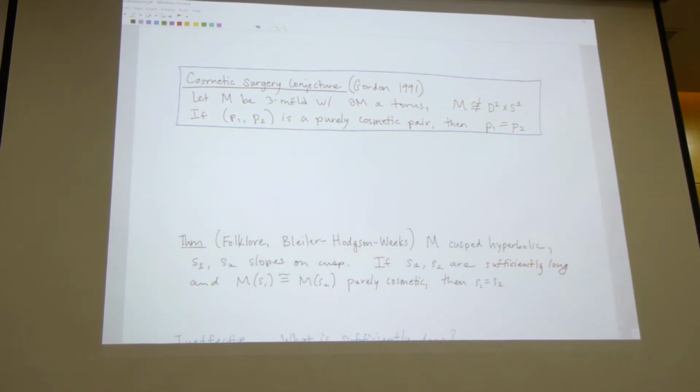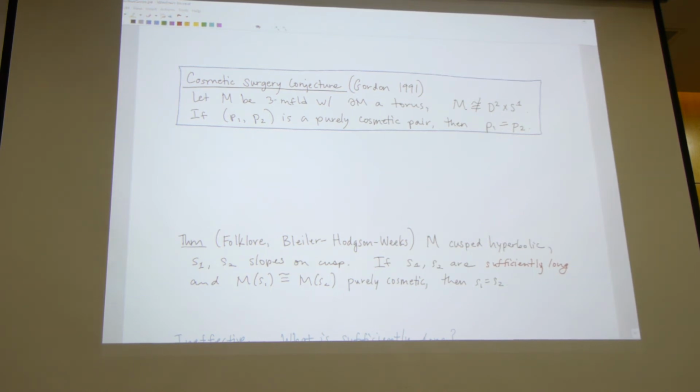Okay, there's an old theorem. We say it's a folklore theorem, but it's written down in a paper by Bleiler, Hodgson, and Weeks, that if you have a cusped hyperbolic 3-manifold and you have 2 slopes that are sufficiently long, and these happen to be a purely cosmetic pair, meaning the Dehn-filled manifolds are homeomorphic by an orientation-preserving homeomorphism, then the 2 slopes must agree. The way this goes is basically Thurston's hyperbolic Dehn surgery theorem. If they're sufficiently long, then the change in geometry is going to be sufficiently small, and then Mostow rigidity will tell you that these had to have been the same slopes on the original manifold.